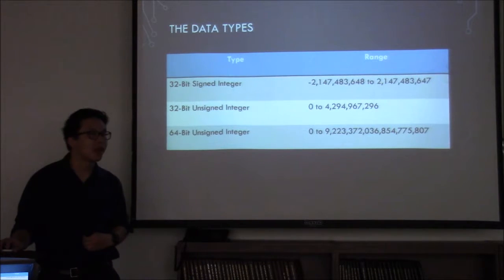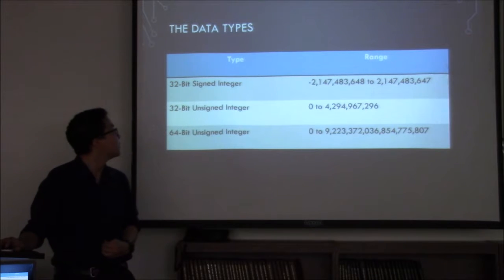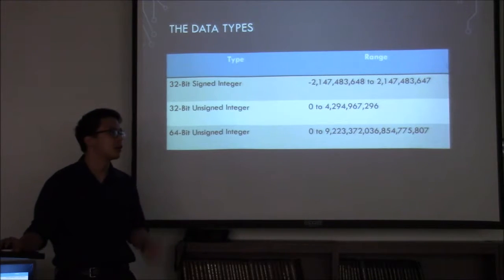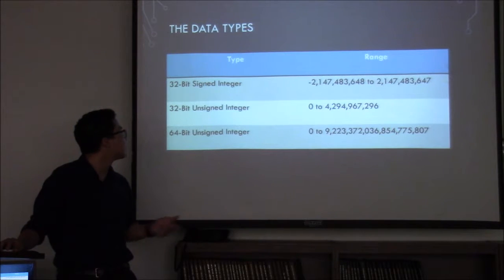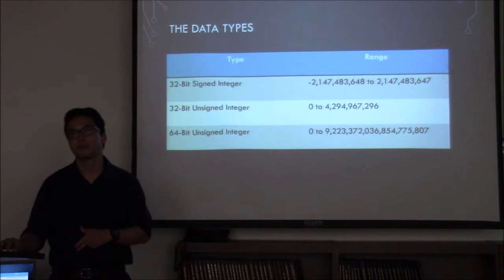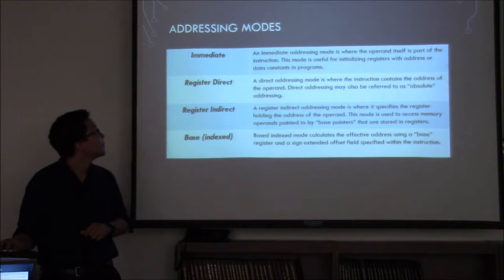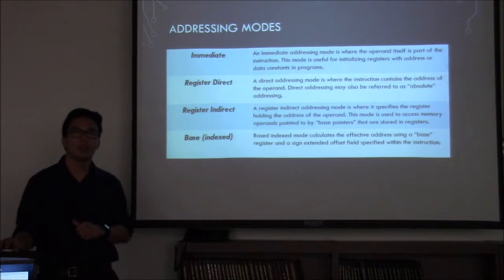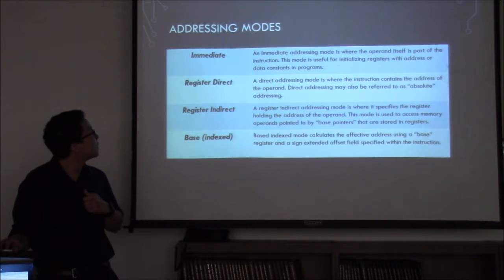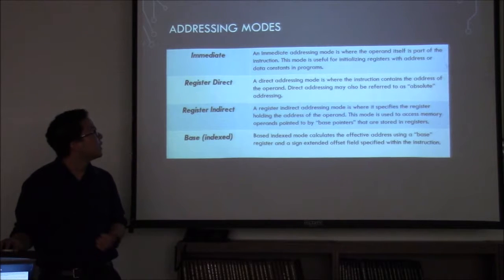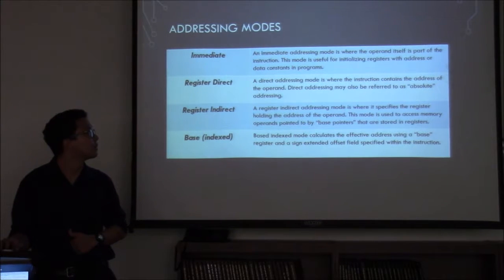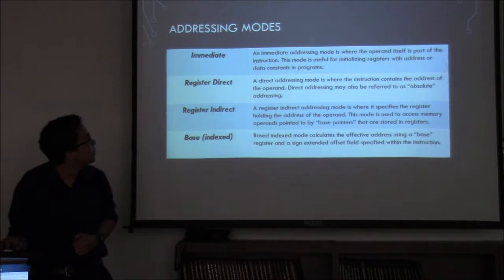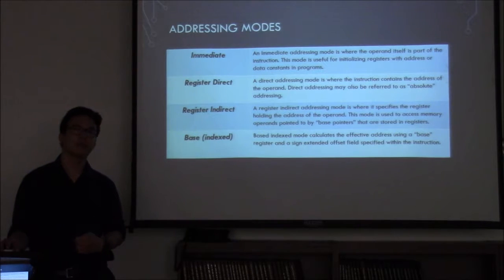So the data types that I used are 32-bit signed integers, 32-bit unsigned, and I have a vector unit, so it does 64-bit unsigned integers. The addressing modes for this are immediate. An immediate addressing mode is where the operand itself is part of the instruction. This mode is useful for initializing registers with address or data constants in programs.